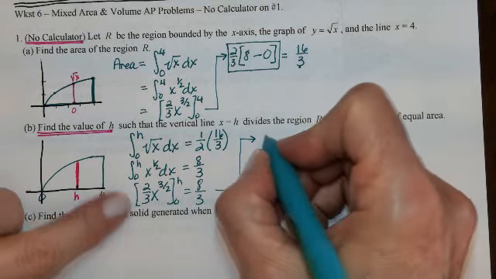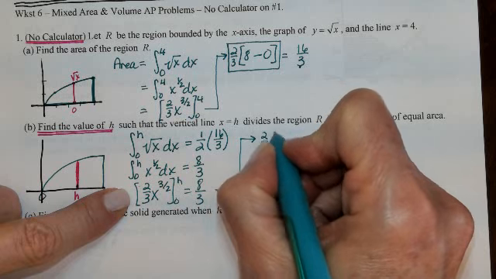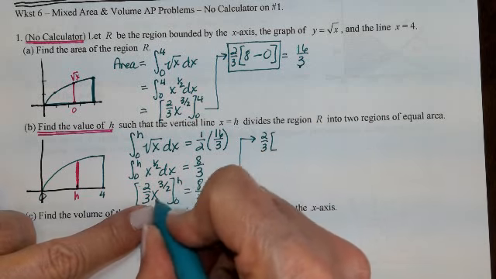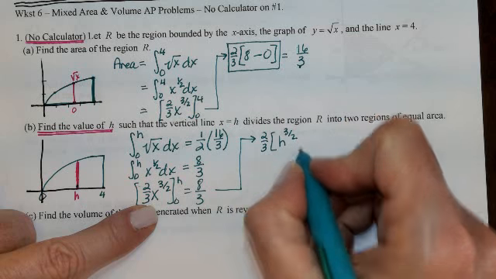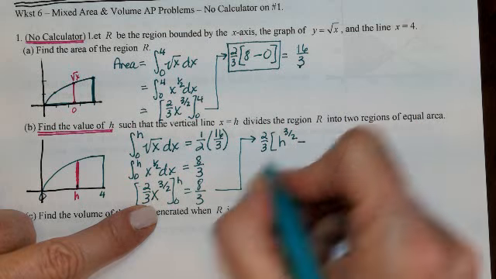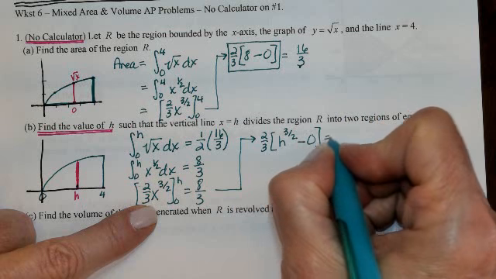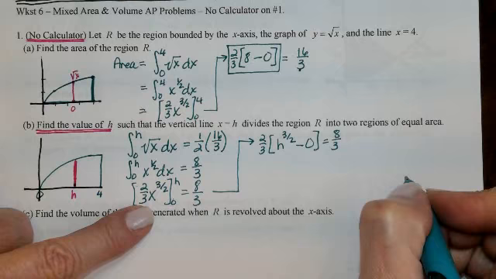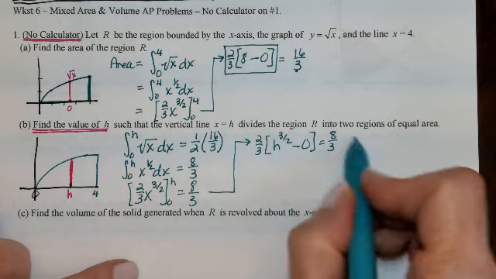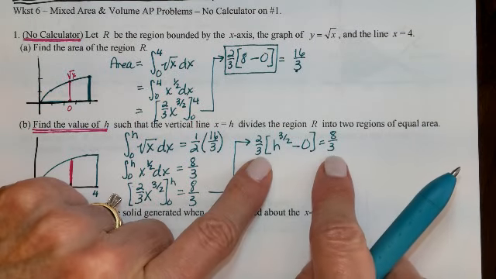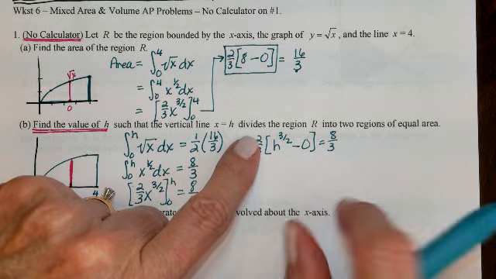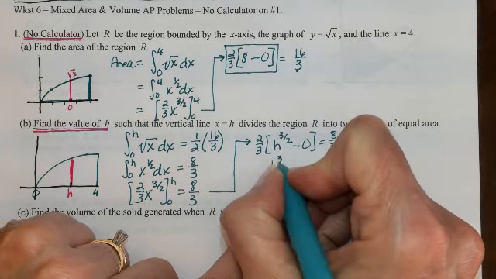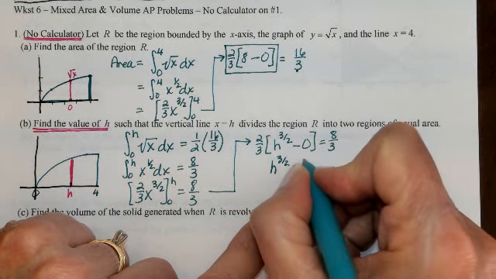All right, so this will be 2/3 times, if we put h in for x, we get h to the 3/2 minus 0 in for x is just 0, and that's 8/3. So we have this equation to solve now. If I multiply both sides by 3, the 3's are gone. I'm going to take half of both sides, and then I'll have h to the 3/2 is equal to 4.